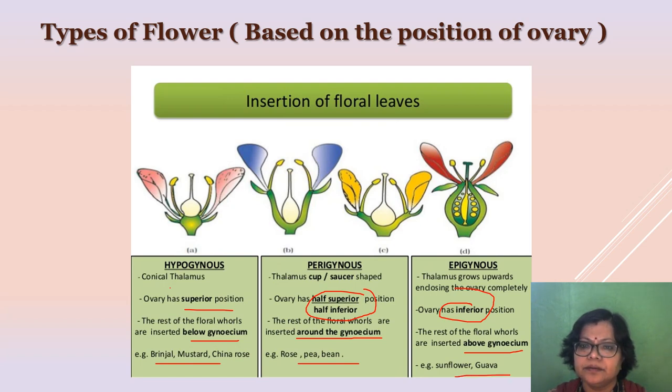Examples you have to remember: hypogynous, brinjal; perigynous, pea, rose and sunflower. It is epigynous, ovary inferior. These two are examples of perigynous, that is at the same height around the gynoecium, and here the ovary is superior, that means hypogynous.